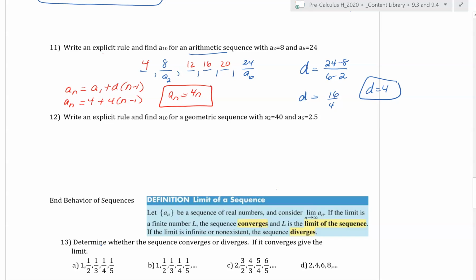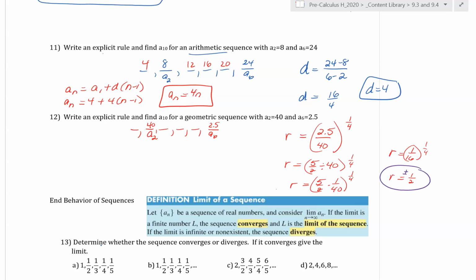Let's go ahead and try number 12. This time we have a geometric sequence. Go ahead and pause the video and think about how you would find the common ratio r if all you were given was the second term and the sixth term in a geometric sequence. All right, so we need to find out what you're multiplying by in one step. Well, in 4 steps, we're multiplying by 2.5 divided by 40, so the common ratio is 2.5 divided by 40 to the 1/4 power, because again, it took 4 steps to multiply by 2.5 divided by 40.